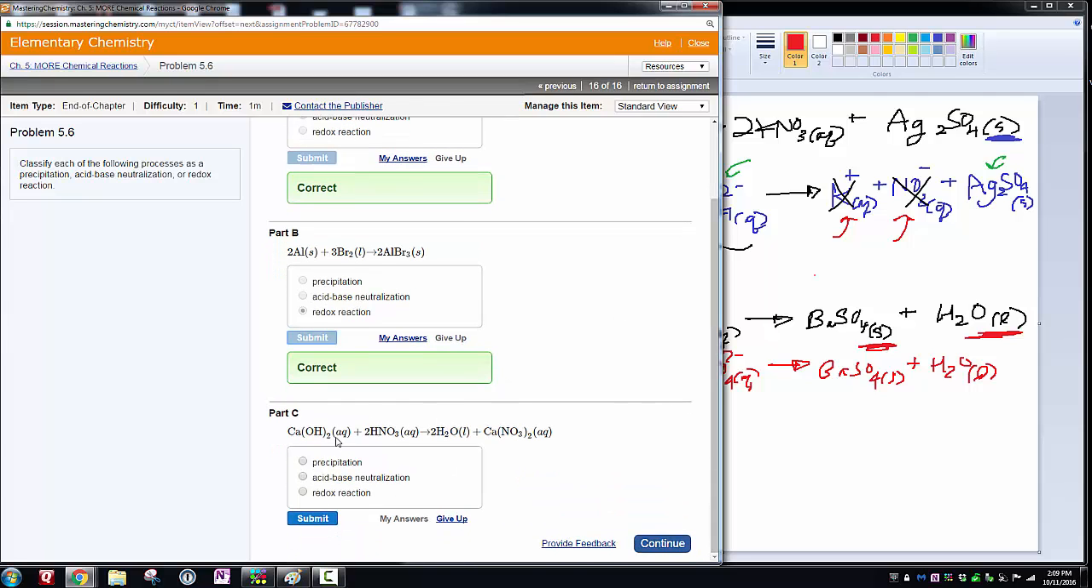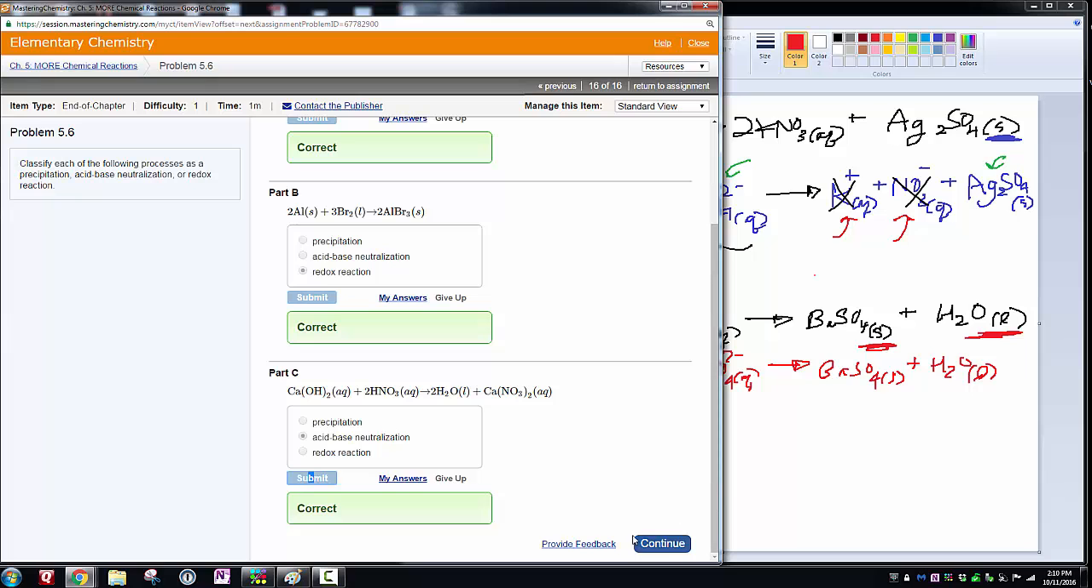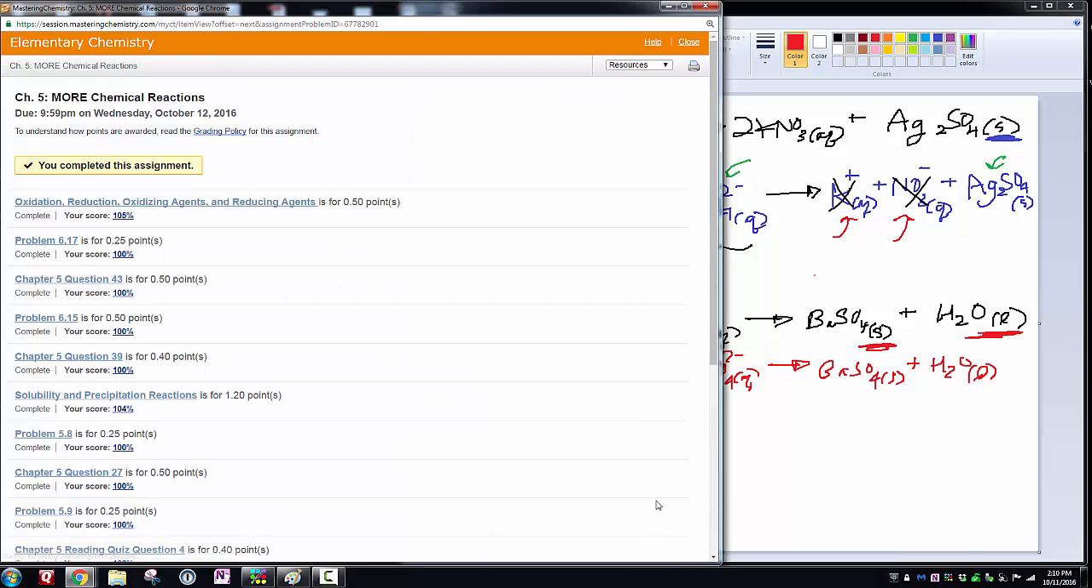And the last one we have, this is double displacement. The calcium went with the nitrate. H went with the OH. Aqueous, aqueous, liquid, aqueous. We are making water. Here's the dead giveaway. I'm making water as a liquid. And yes, indeed, that came from H and OH. That is an acid-base. Neutralization. That's how you do it.